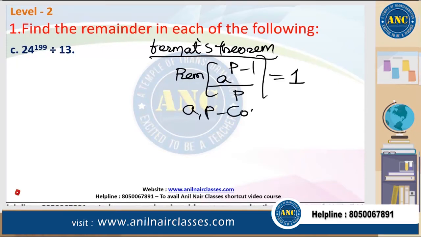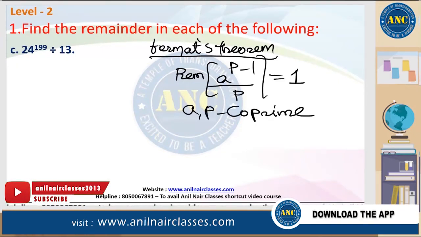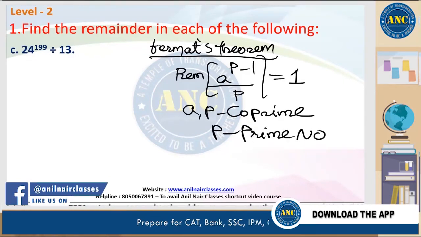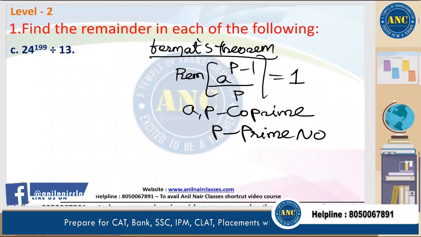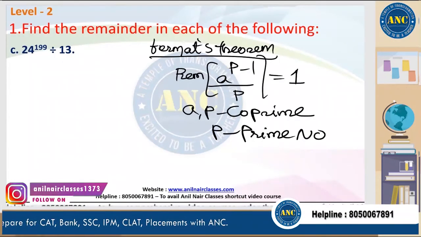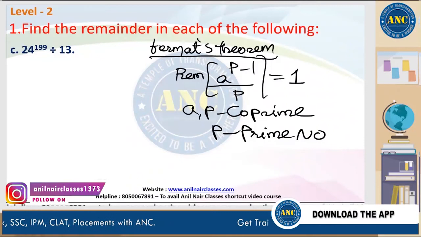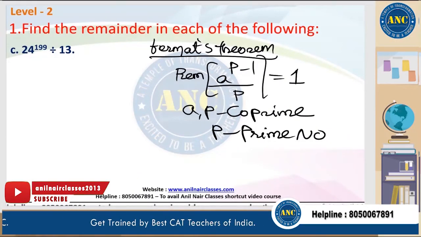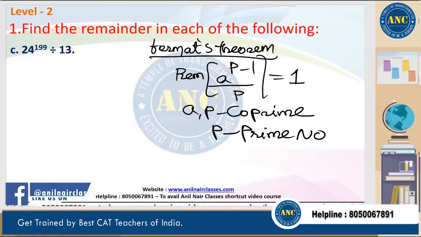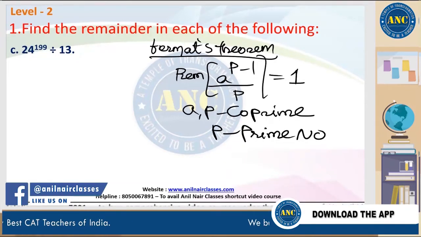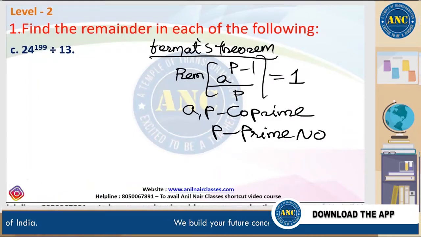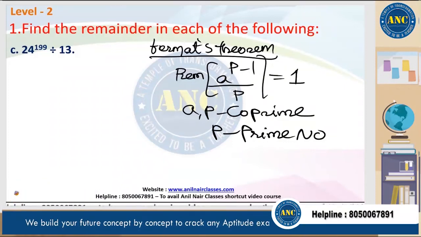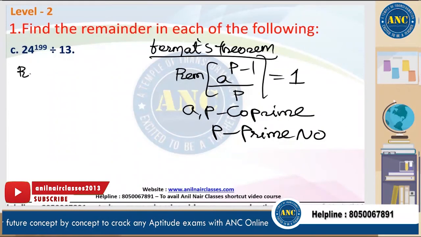A, P are co-prime to each other, and P is a prime number. Remember, Fermat's theorem is used when the denominator is a prime number. Euler's theorem is used when the denominator is a composite number. Yesterday I gave a table of when to use which theorem. What is the drawback of Euler's theorem? Everything I discussed.